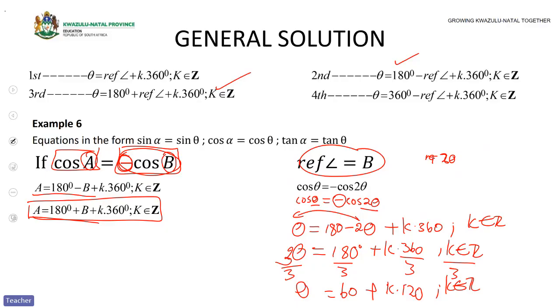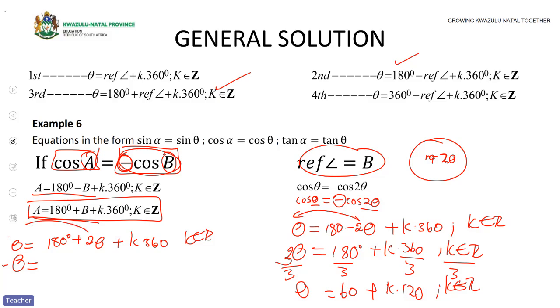negative. So it was indicated that cos is going to be negative, so we use the third quadrant as well. In the third quadrant, it's 180 plus our reference angle. We said our reference angle is going to be 2 theta. So theta is equal to 180 plus 2 theta plus k times 360, where k is an element of all integers. And then when you move this 2 theta to the other side, it's going to be negative 2 theta plus theta, which will give us negative theta, equals 180 degrees plus k times 360, where k is an element of all integers.